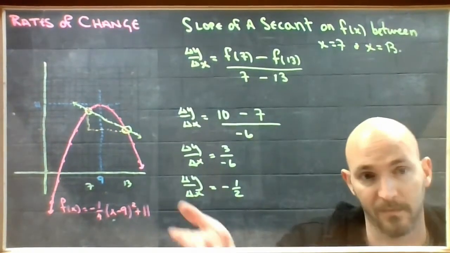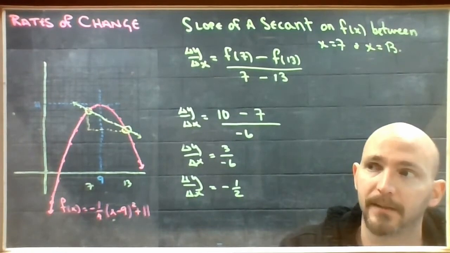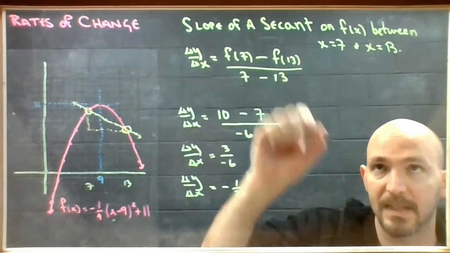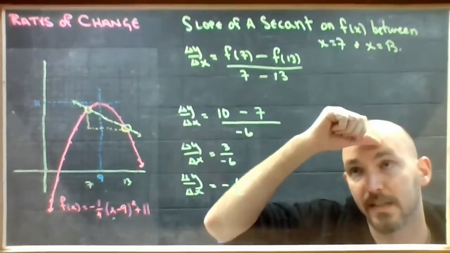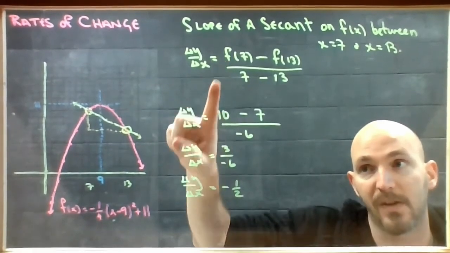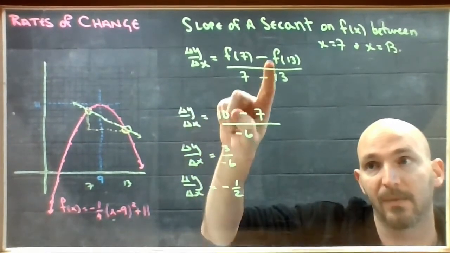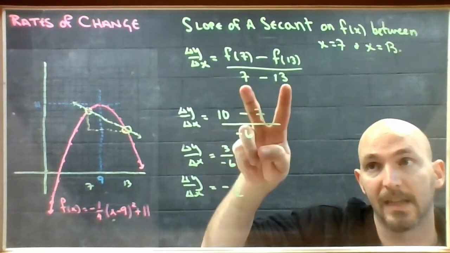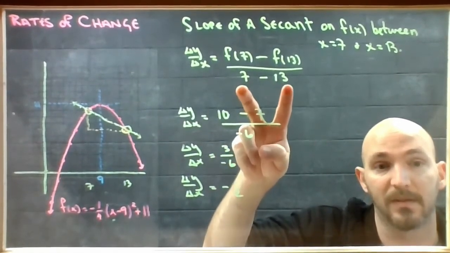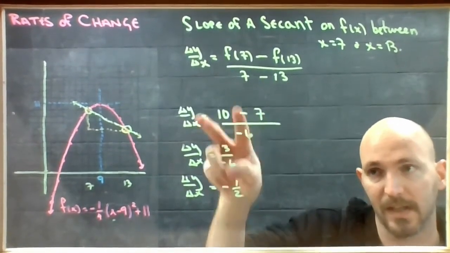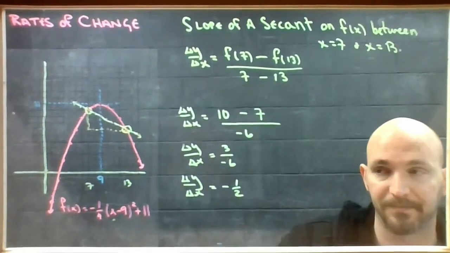Right? So all we've done there in order to get the slope of a secant between these 2 points is to evaluate the function at the start, evaluate the function at the end, and then subtract the start x from the final x, and you get a slope.